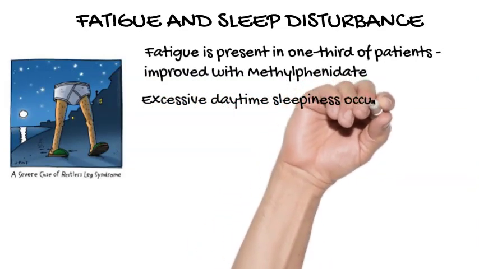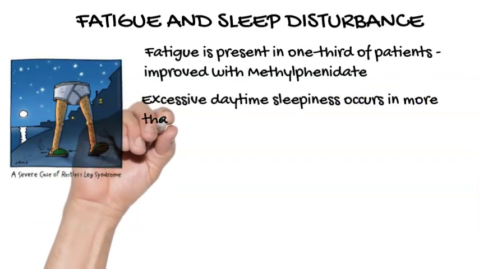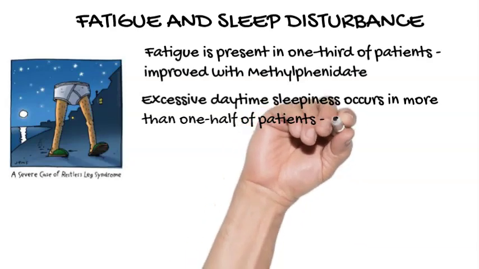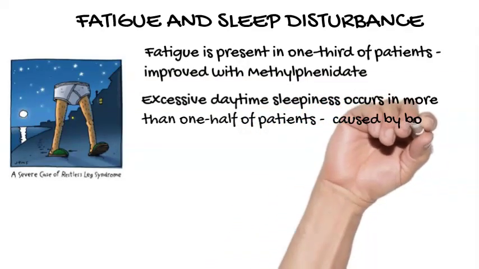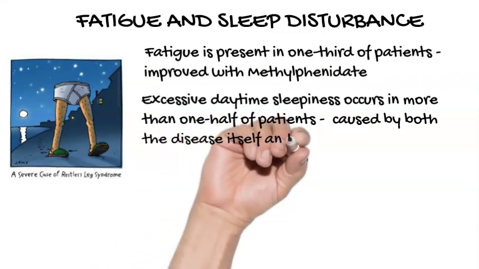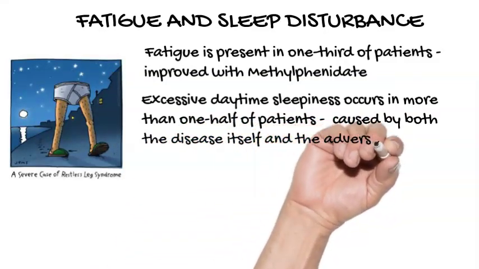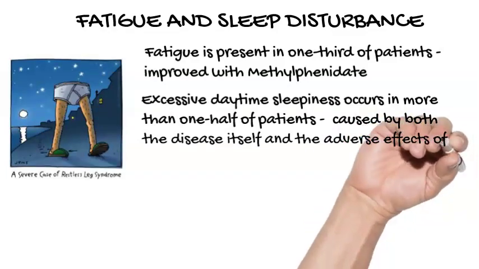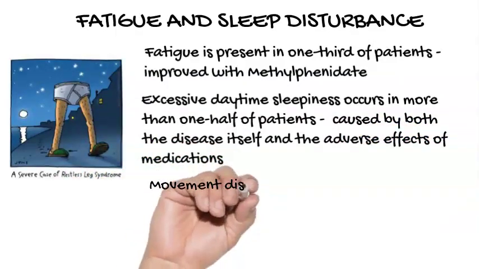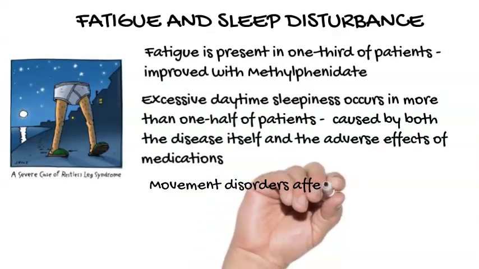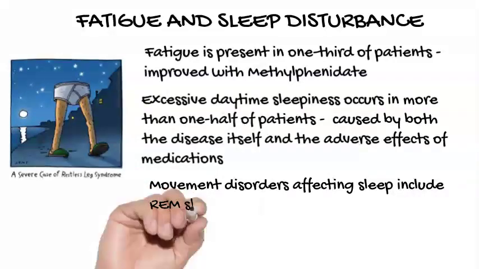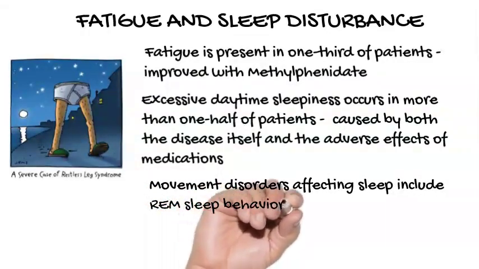Movement disorders affecting sleep include rapid eye movement sleep behavior disorder, which is characterized by dramatic and potentially violent behaviors that occur during sleep, such as yelling, kicking, or jumping. Restless legs syndrome and periodic limb movement disorder. Rapid eye movement sleep behavior disorder may respond to low-dose clonazepam. Taking carbidopa/levodopa at bedtime may decrease the number of movements in patients with restless legs syndrome.